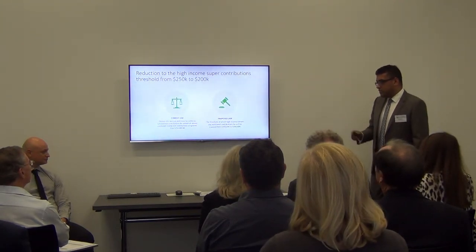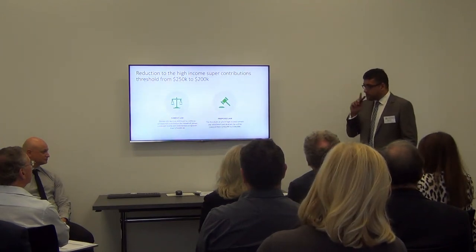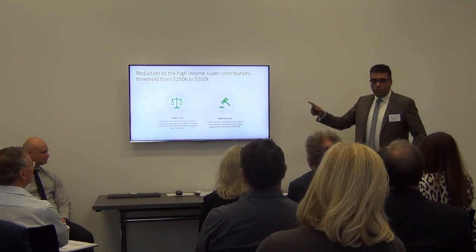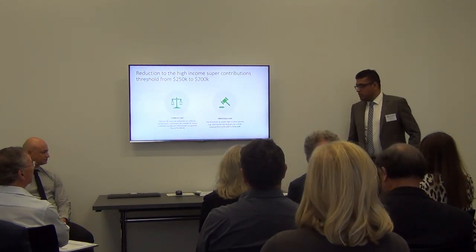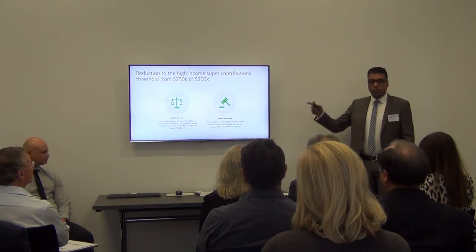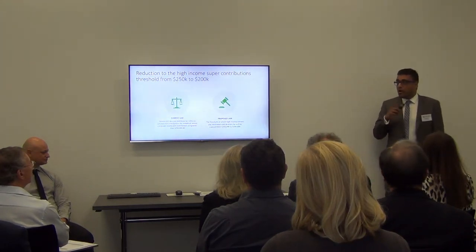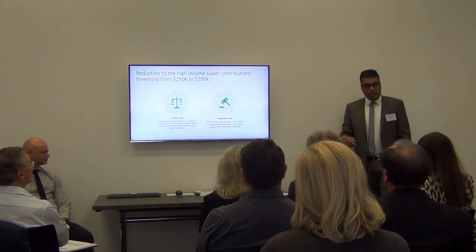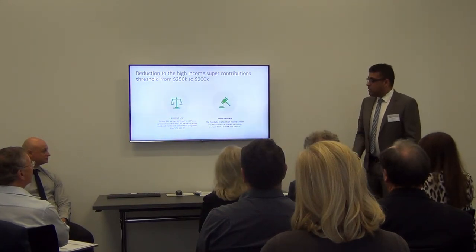Now that's the current law, which is okay. But what they're proposing is that the income threshold of 250,000 would reduce from 250,000 to only 200,000. So many people who were not in that tax or income bracket will now be affected as well. And I'll give an example of that.